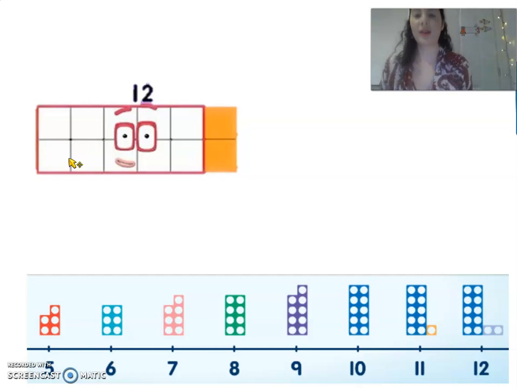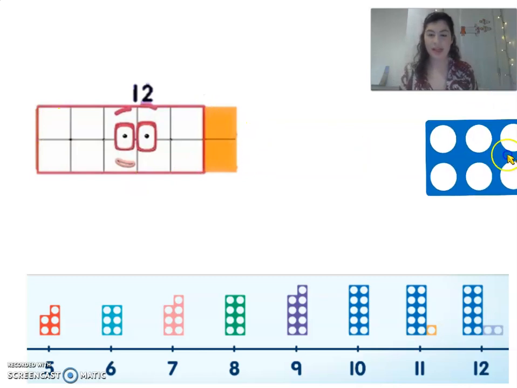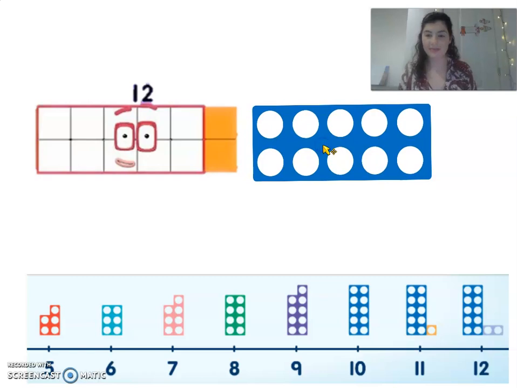Okay, now when we are looking at number block 12, we know that it's a 10 and a 2. So let's try and make it in our numicon. So we need a numicon 10. And what's the other number we need? Is it a 1? Oh no, that's 11, isn't it? It's a 2. And we're going to make it look like our number block. 10 and 2 make 12 all together. Fantastic. Well done. So we're going to keep thinking about the number 12 tomorrow, but right now we are going to move on to our 3D shapes.